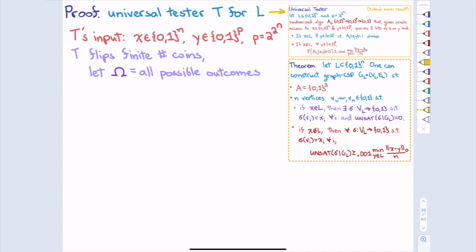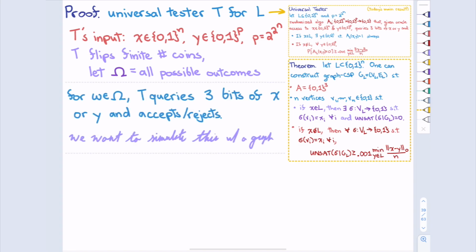T takes as input a bit string x of length n and another bit string y of length p, where p is much, much bigger than n. It also flips a finite number of coins. I'm letting omega denote the space of all possible outcomes of coins. So if it flips 10 coins, omega has size 2 to the 10. If it flips n coins, it has size 2 to the n.